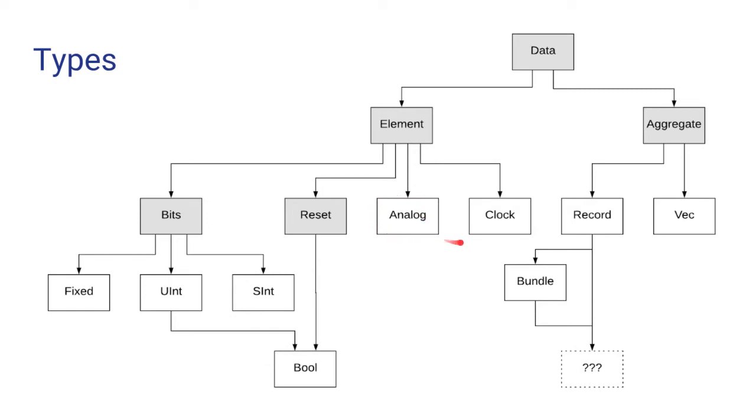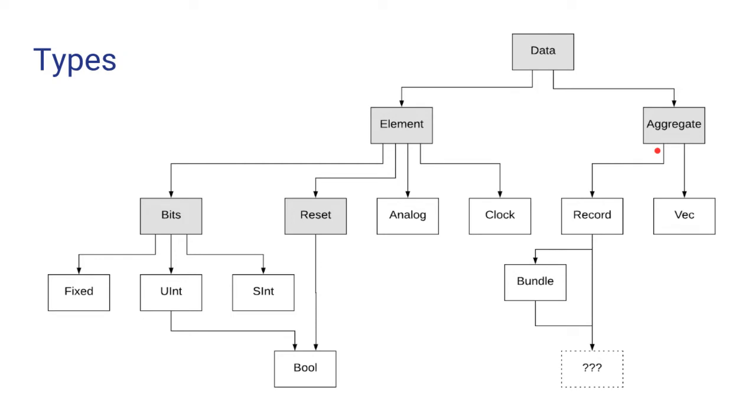Under Element, we also have Analog, which is used to represent kind of like bit vectors that Chisel doesn't understand, just to pass them through so you can connect them through your design. Those currently correspond to bidirectional things for analog and mixed signal stuff. And then Clocks are, shocker, the type used to represent clocks. You need to have your register associated with a certain clock, and so that's what that type is for.